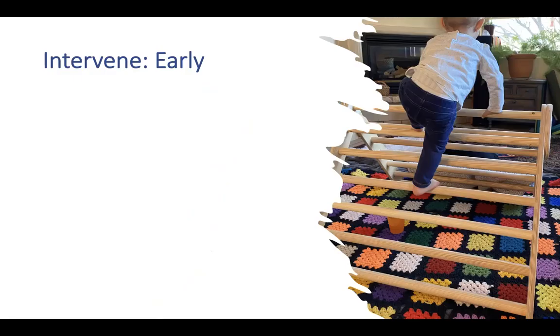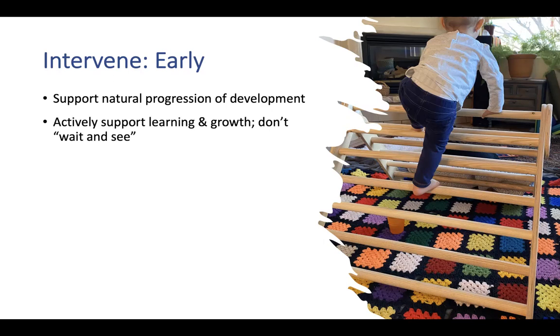Now, my other comments about intervening are, you have a child with a known brain abnormality. We know that early intervention has the greatest potential to impact brain development. So don't wait. You want to support the natural progress of development. You want to be active and help them learn and grow and give a very enriched environment. Don't wait and see if there are problems.